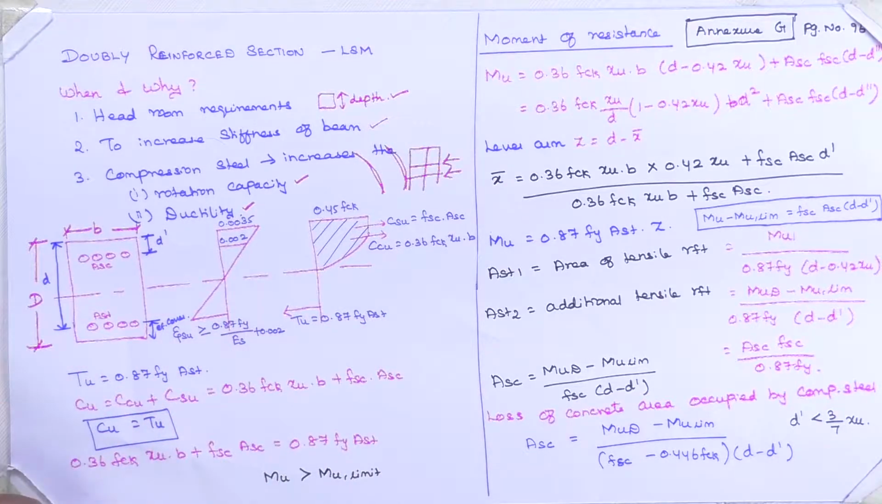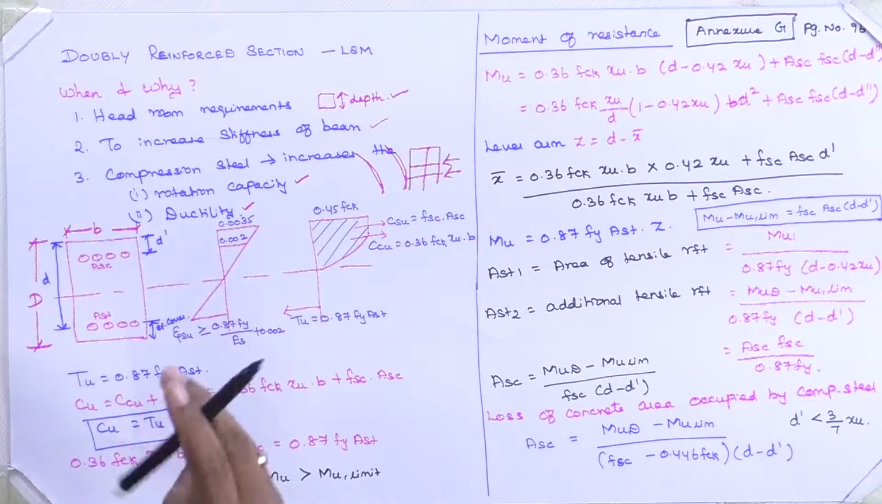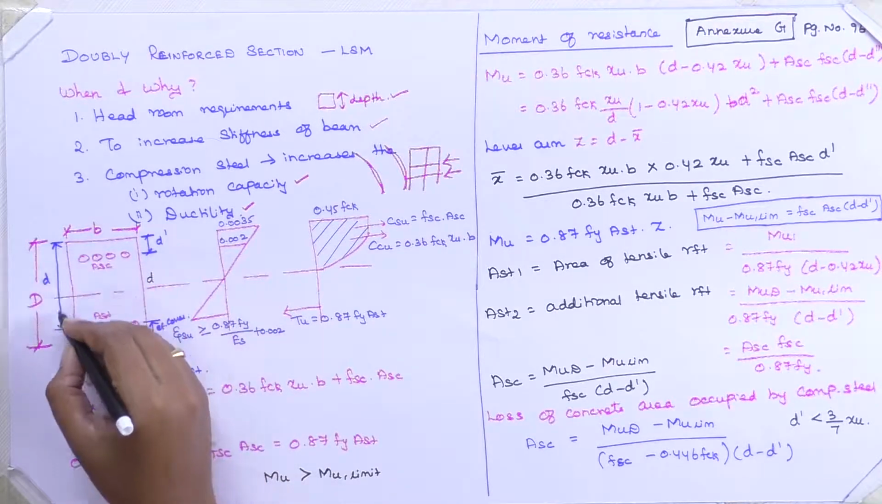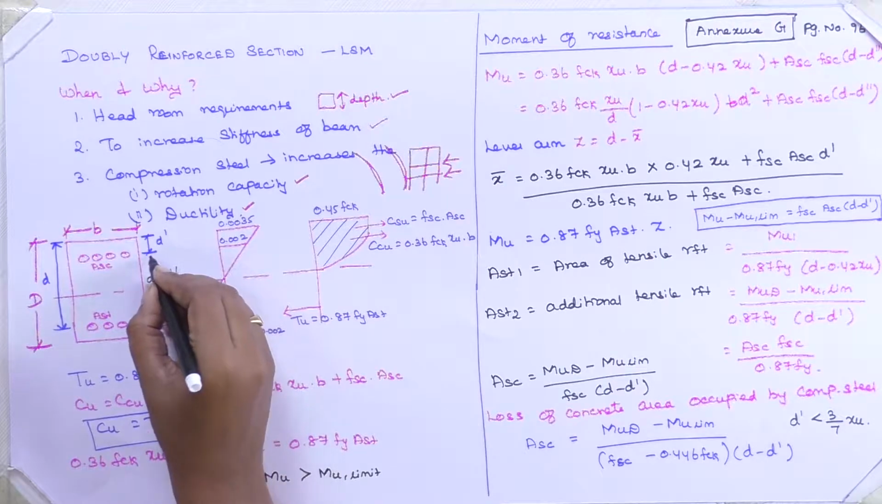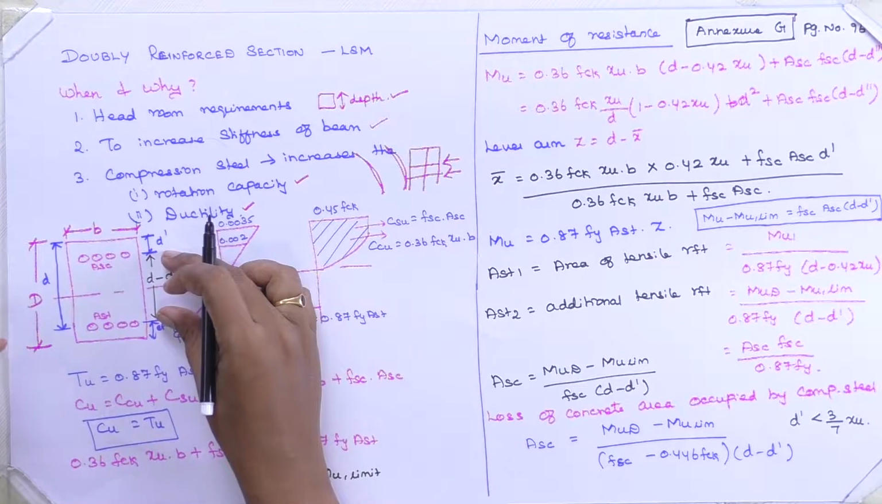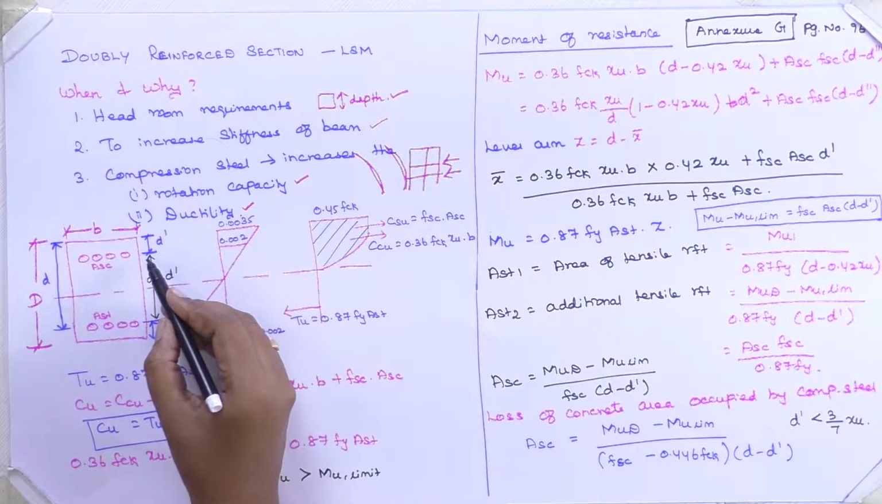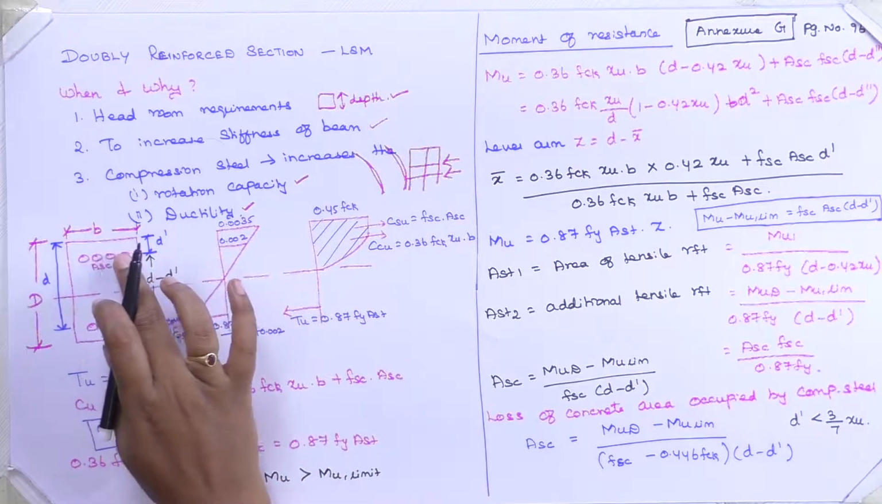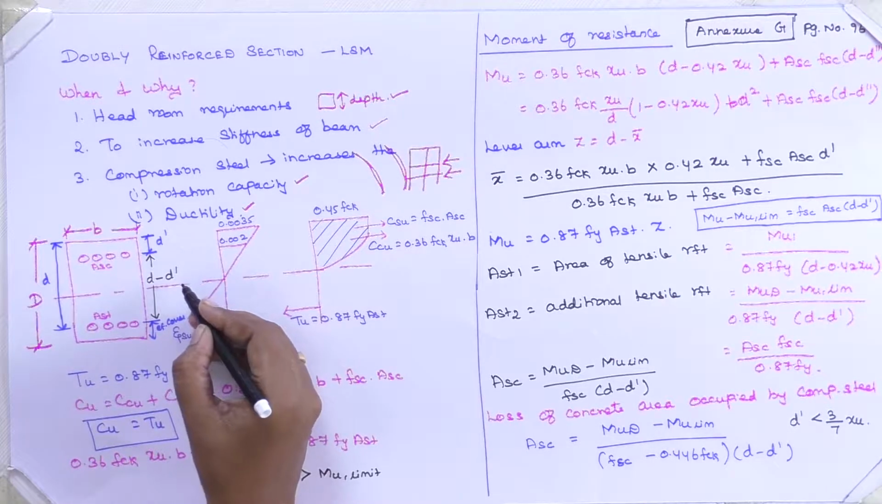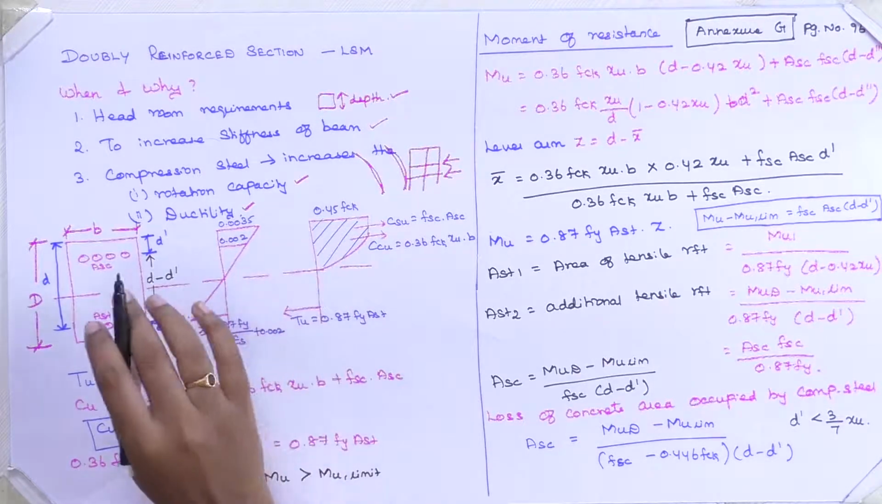Now this value will be D, this is my whole D minus D dash. This region will be D dash. I can take the lever arm distance between the ASC and AST, you can call it as D minus D dash. I can call it in this way also.